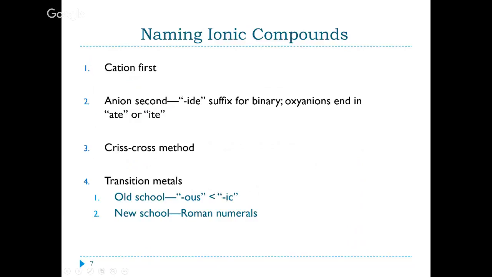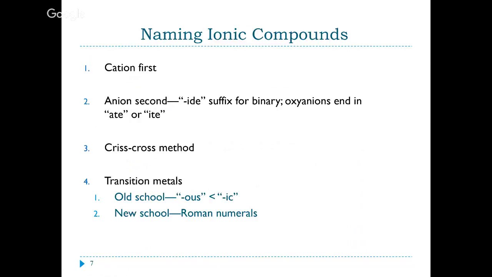So transition metals will either take an OUS or an IC ending. The OUS ending is always the smaller charge. The old school was when we had to know Latin, and therefore we had to know the Latin names of elements. Iron is Fe because it was ferrum. So ferrous means +2. Ferric means +3.